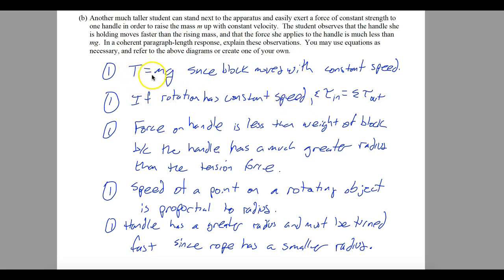So we know the tension, first point, tension is equal to mg, since that block moves with a constant speed. So that's easy. If the rotation has a constant speed, and this is super important, we know the torque in should be equal to the torque out. The force on the handle is less than the weight of the block because the handle has a much greater radius than the tension force radius.